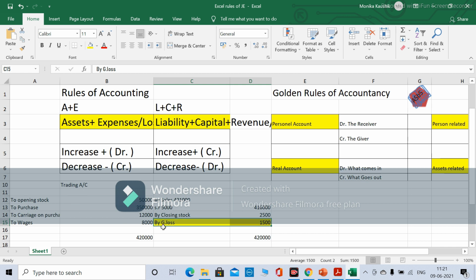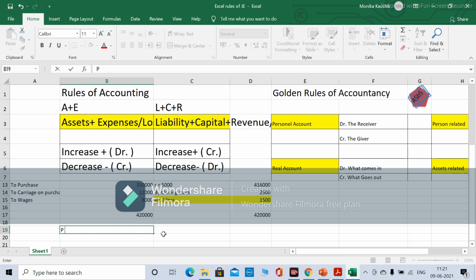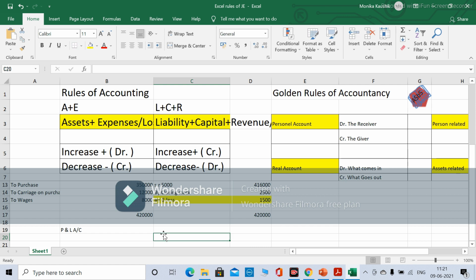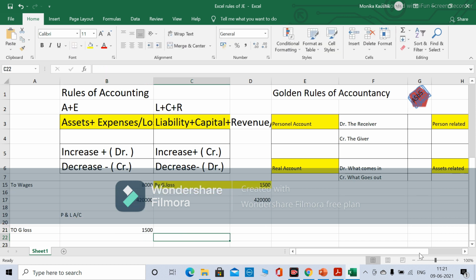Now this gross loss will move into the profit and loss account. So let's prepare the profit and loss account. Okay. Now see, if this is on the credit side, it will move to gross loss on the opposite side, 1500 rupees. Now let's find out all the other items.